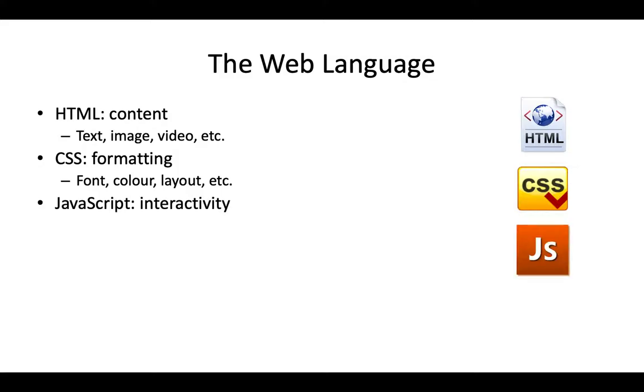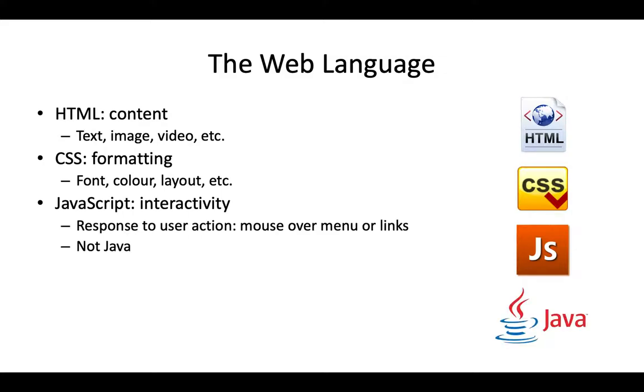And finally, we have JavaScript, which is closer to a programming language than the others. It's mostly for interactivity, so you'll be able to provide reactions or responses to user actions. For example, if you mouse over and the color of the link will change, or you can click a button or show a menu, etc. So these are done using JavaScript.